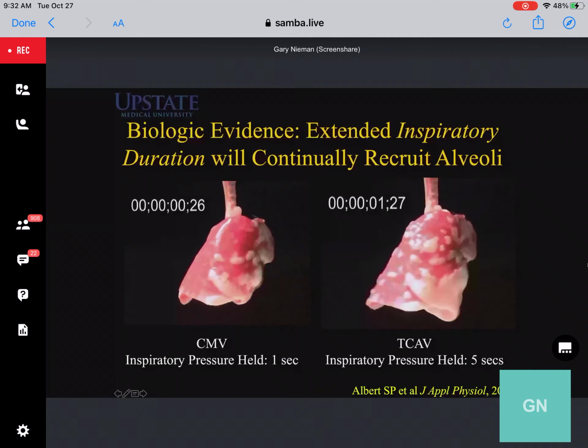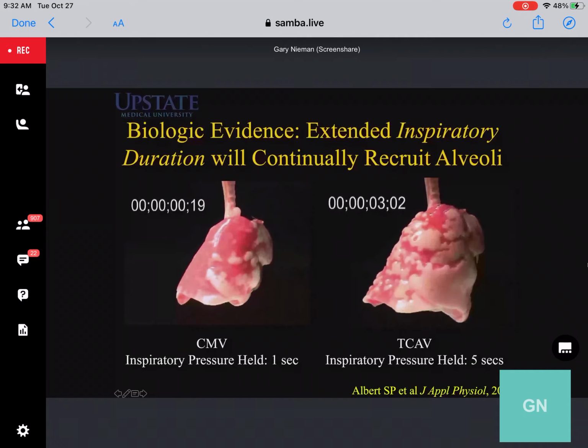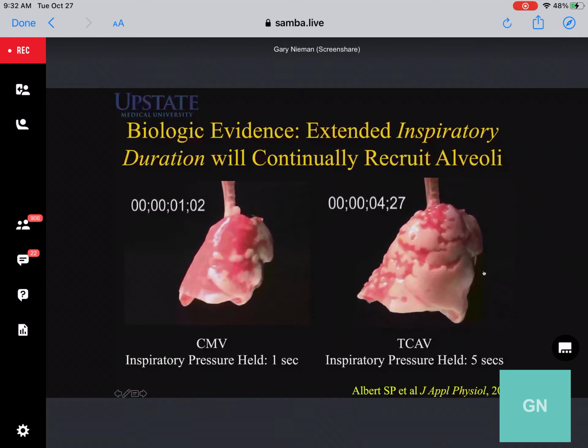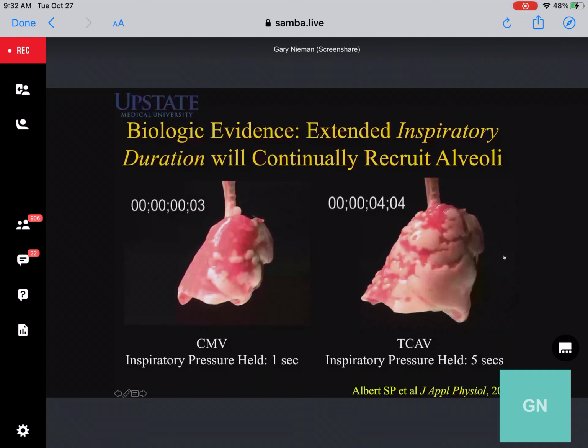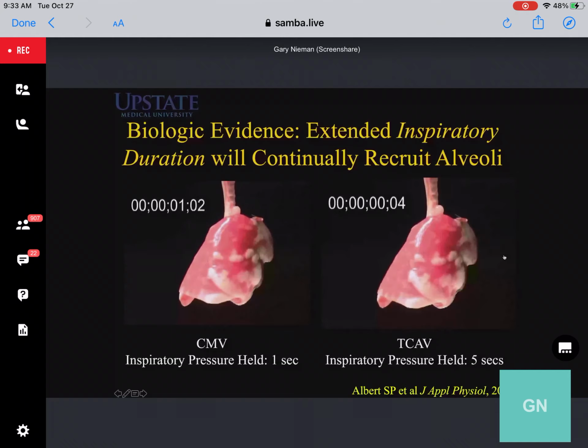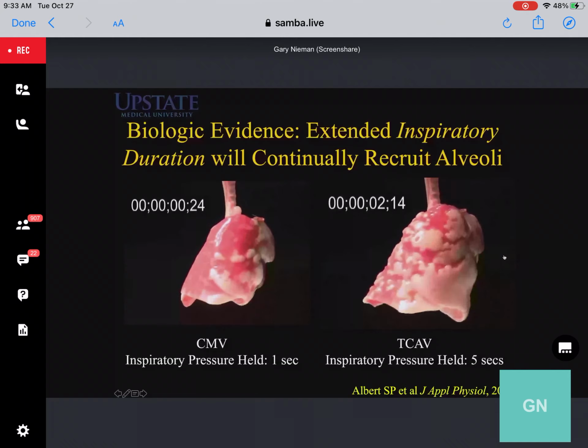At about 2 seconds, we get a good size recruitment, and you can see the continual recruitment over time of the red tissue going to the pink tissue. So this is biological evidence that it's not just the pressure you apply to the lung, but the amount of time you apply that pressure that's going to get your alveoli to open.